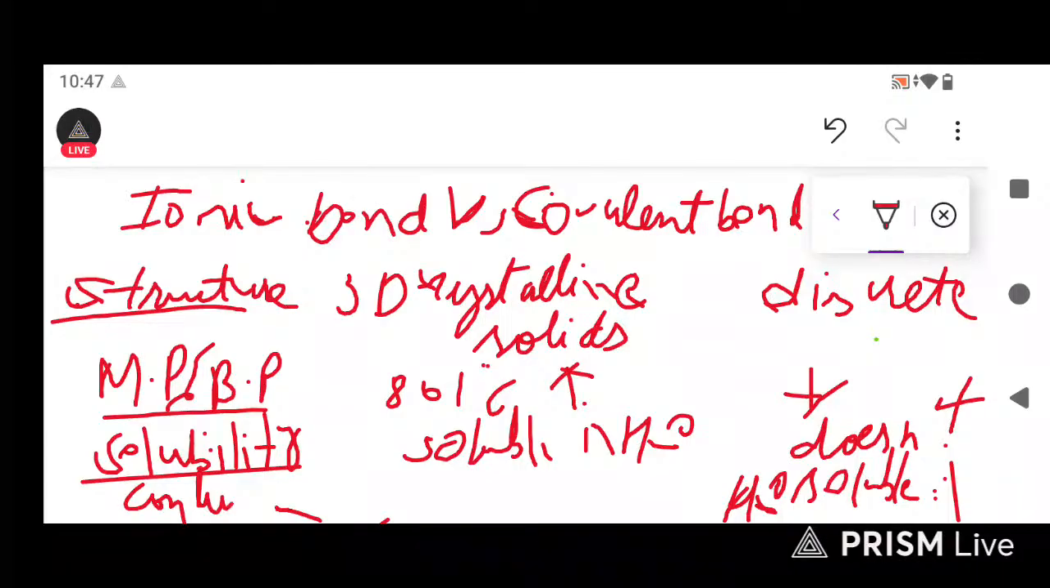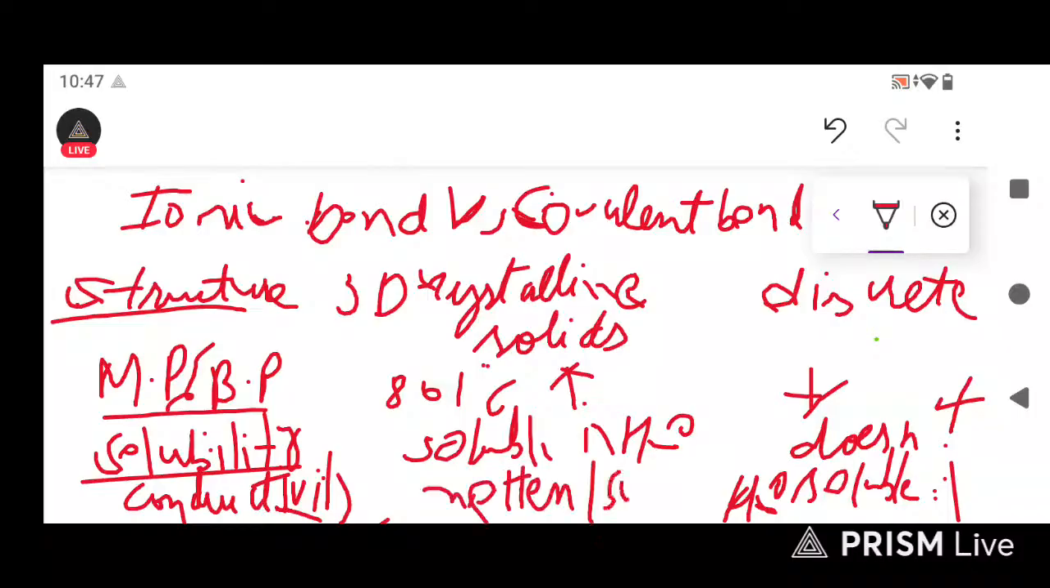Conductivity: how much electricity will be passed through it. Ionic compounds are good conductors of electricity in the molten state or in solution. Why? Because when they are in the solid form, the ions are tightly bonded, so there is no conduction. In the molten state or in solution, the ions are free, and because they are free, they easily conduct electricity.